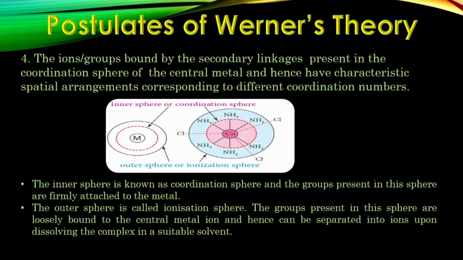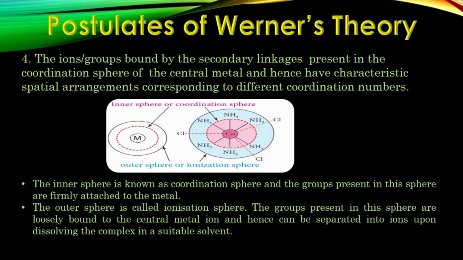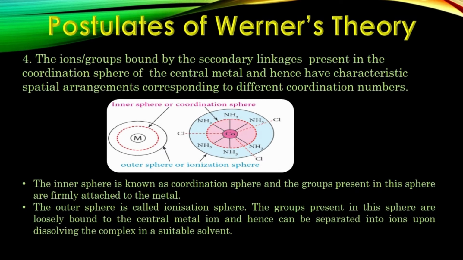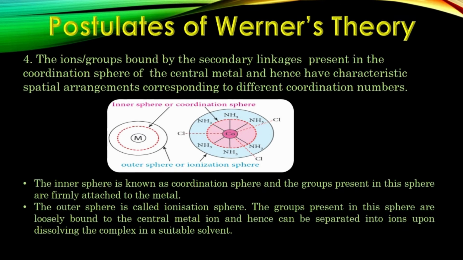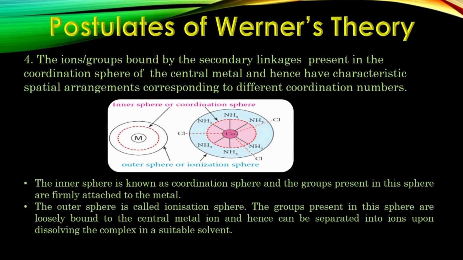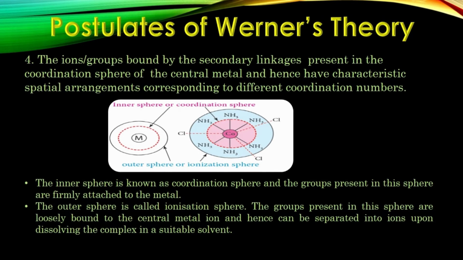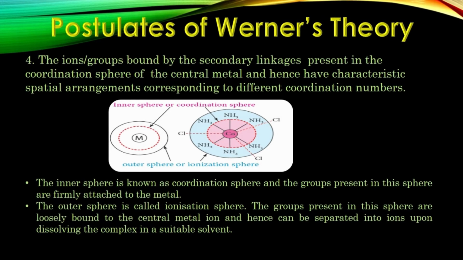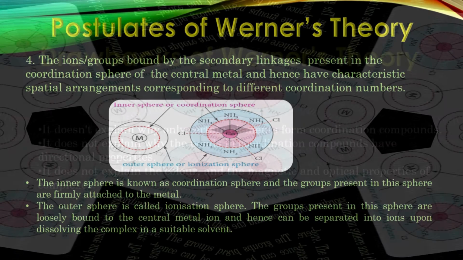metal ion. If the metal ion has 4 secondary valencies, they are arranged in either tetrahedral or square planar arrangement around the central metal ion. The secondary valency thus determines the stereochemistry of the complex. On the other hand, the primary valency is non-directional.